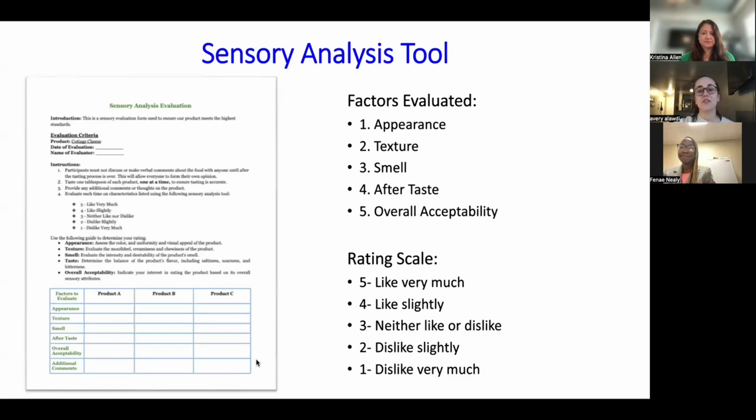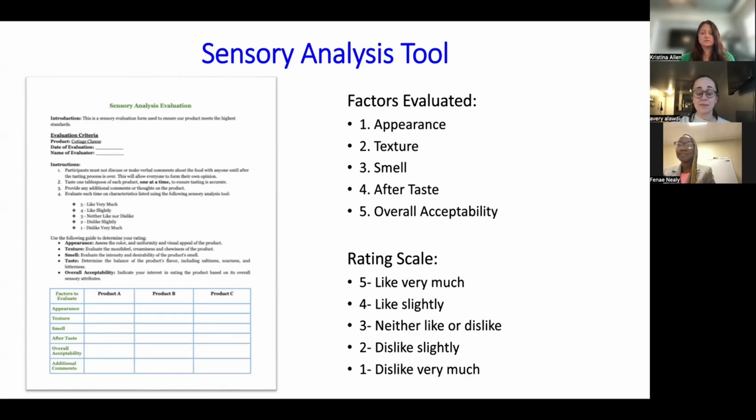So this is our sensory analysis tool that we used. We decided to evaluate 5 main factors. So the first one is appearance. What is the color, is it uniform? How is it visually appealing to the customer? The second one is texture. So is it chewy? Is it creamy? Just the overall mouthfeel of the product.